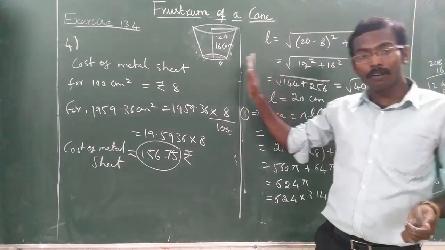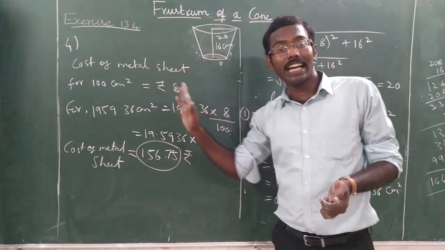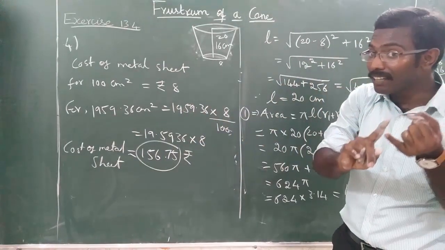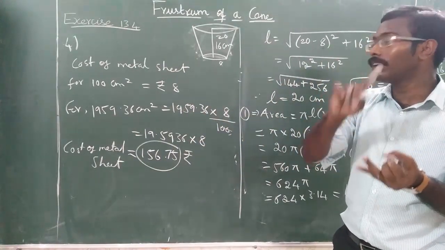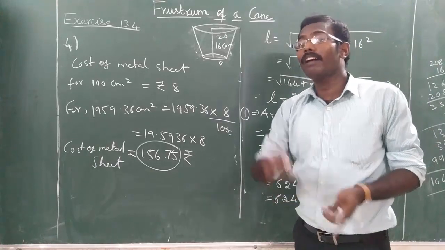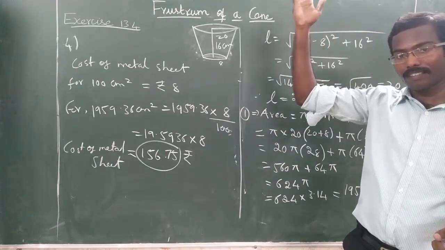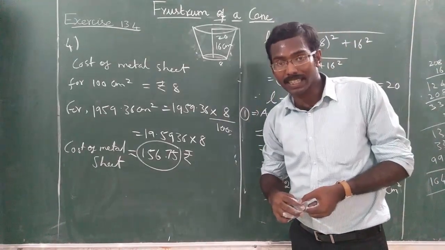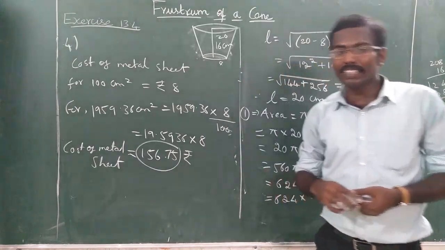So that's all for today. So we are closing this class. So we have completed exercise 13.4, first sum, second sum and fourth sum. Third sum is your homework. Fifth sum we will do it later, after completing the trigonometry chapter, because that sum is based on trigonometry.